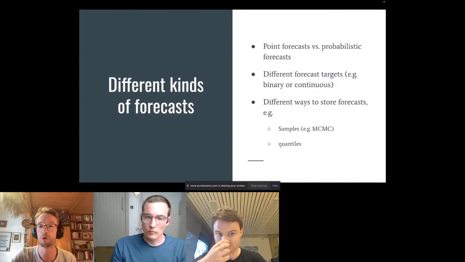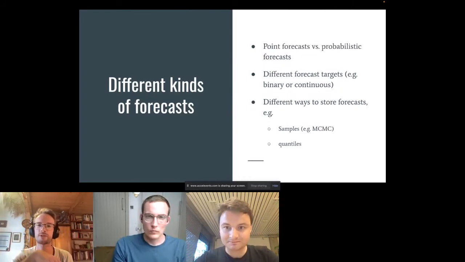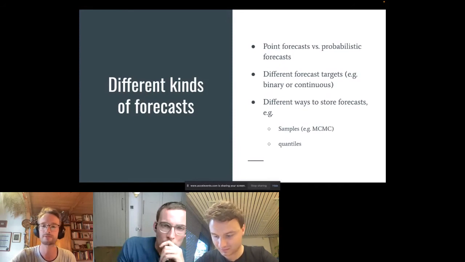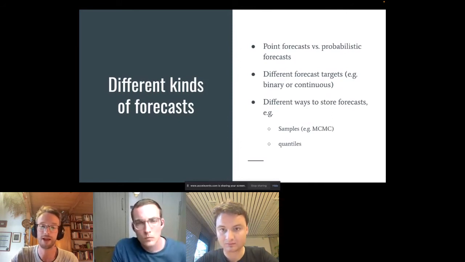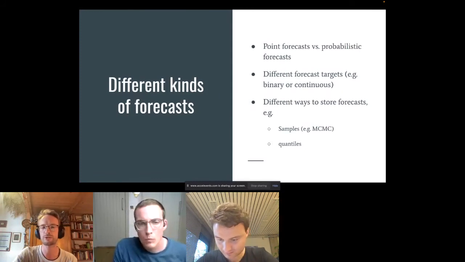So, for example, you could have point forecasts, which just specify a number, or you might have a probability, which specifies a full predictive distribution. Targets, of course, so something might be a binary target or a continuous forecast. There are very, very many ways to store your forecasts, for example, as MCMC samples, or you could have quantiles of your predictive distribution, or just have a closed form solution of your forecast. And with all these differences, the way that you evaluate your forecasts changes slightly.